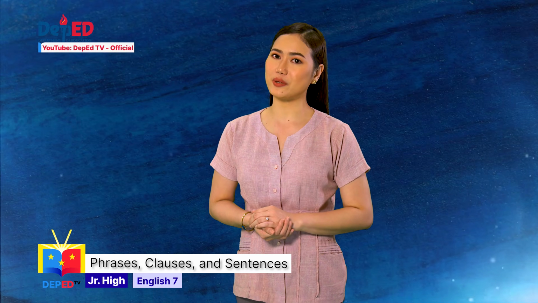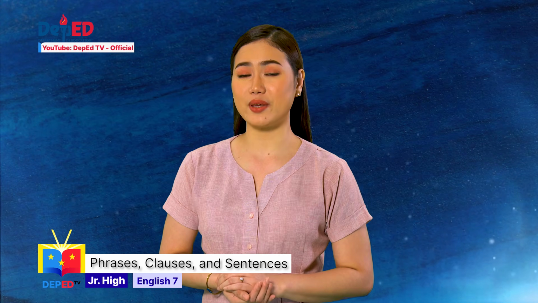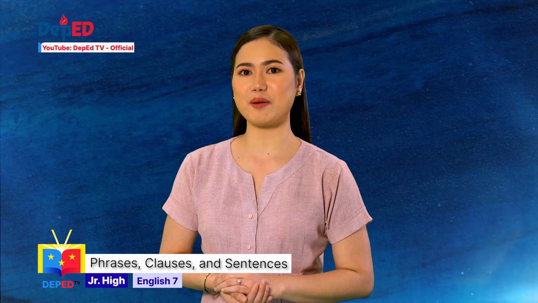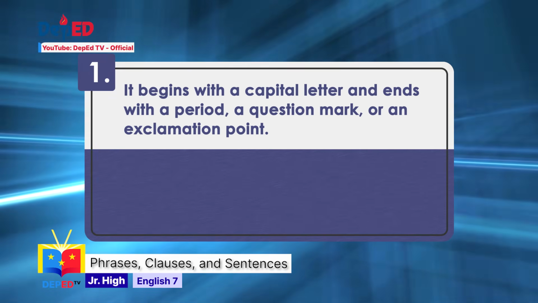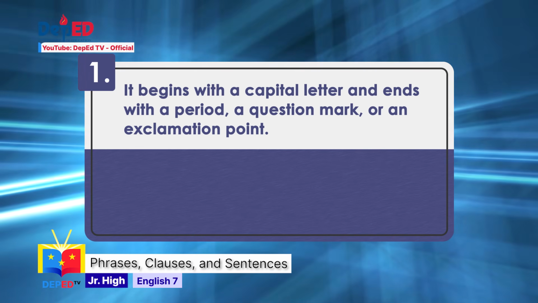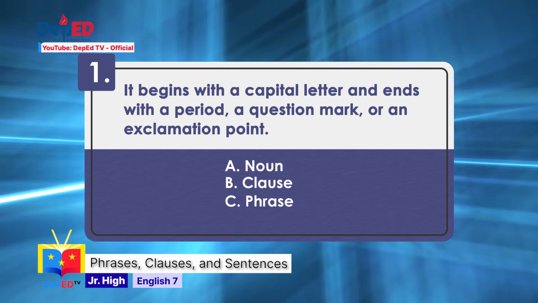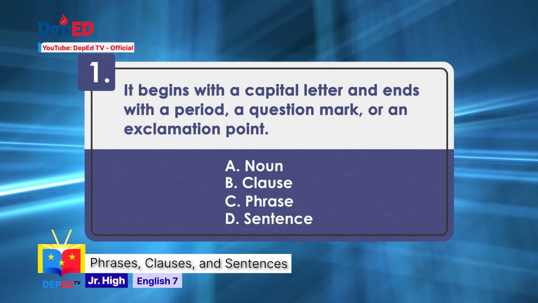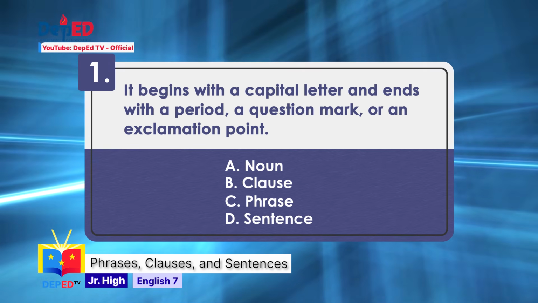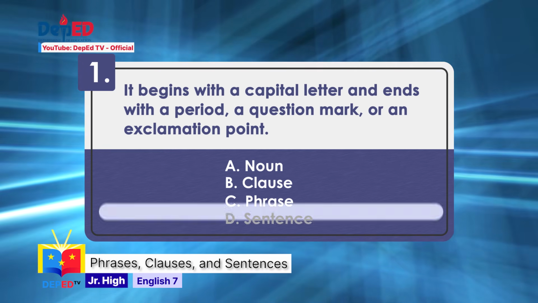Now to further check if you really understand these concepts, let's answer the next exercises. Identify what is being asked for in each statement. Choose the letter of the best answer. Write your answers on your paper. It begins with a capital letter and ends with a period, a question mark, or an exclamation point. And here are the choices. Letter A, noun. B, clause. C, phrase. Or letter D, sentence. And the correct answer is letter D, sentence.